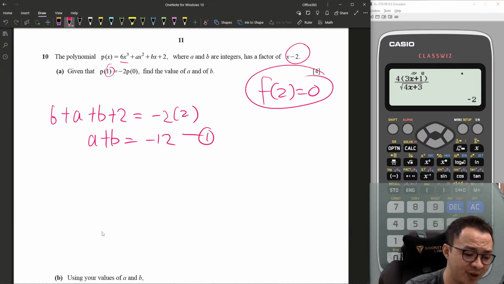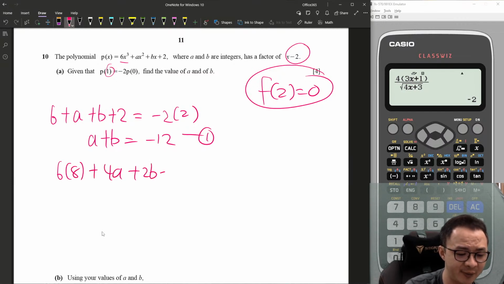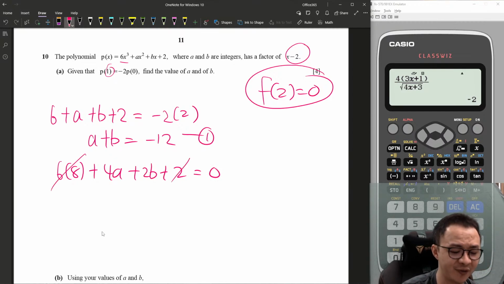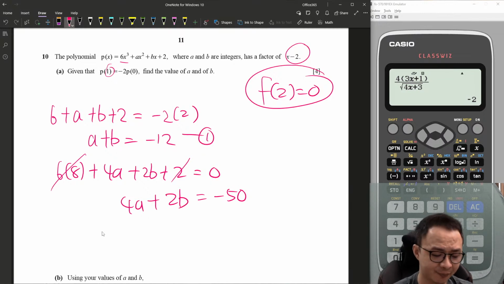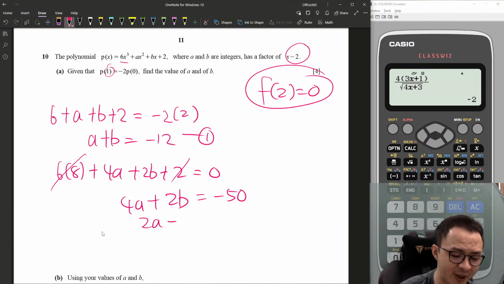I'll sub 2 into here. This is 6a plus 4a plus 2b plus 2 equals 0. So this one 6 times 8 is 48. 48 plus 2 is 50, minus 50. So this is 4a plus 2b equals negative 50. So 2a plus b equals negative 25.